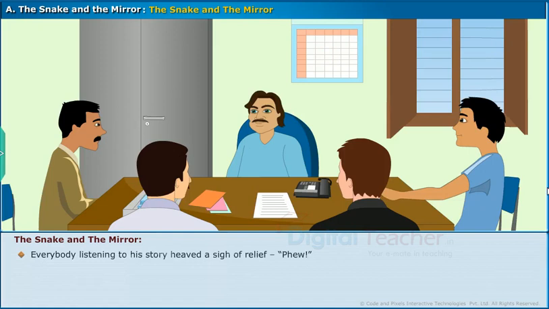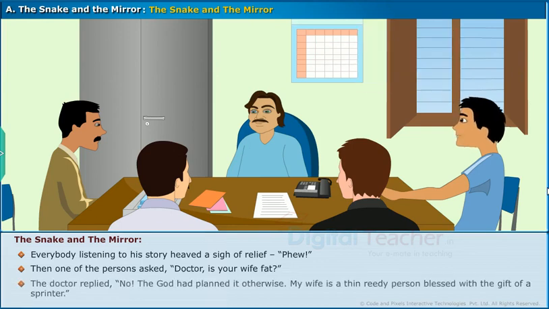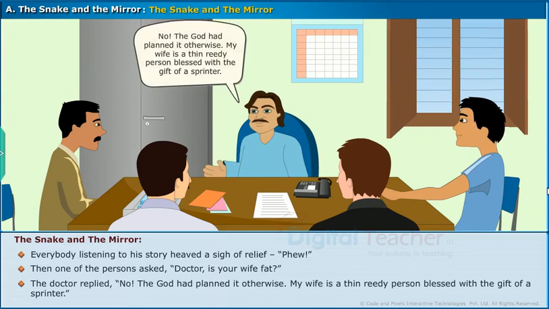Everybody, listening to his story, heaved a sigh of relief. Then one of the persons asked, "Doctor, is your wife fat?" The doctor replied, "No. The God had planned it otherwise. My wife is a thin, ruddy person blessed with the gift of a sprinter."